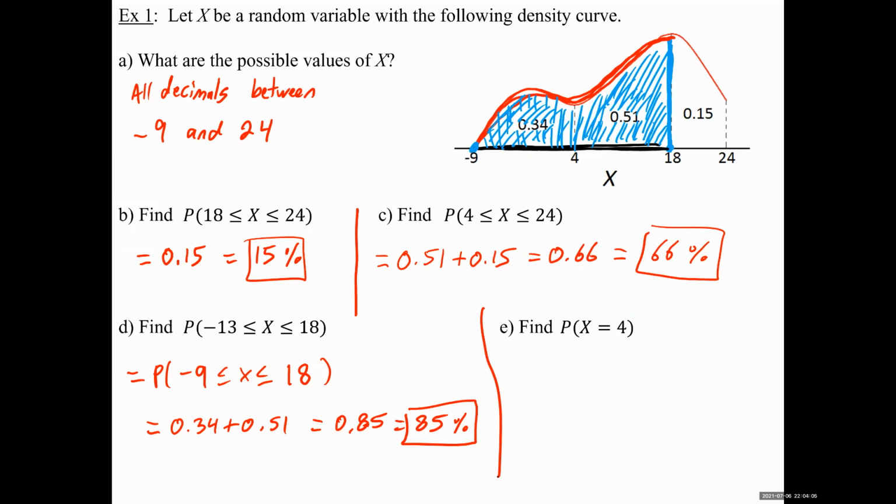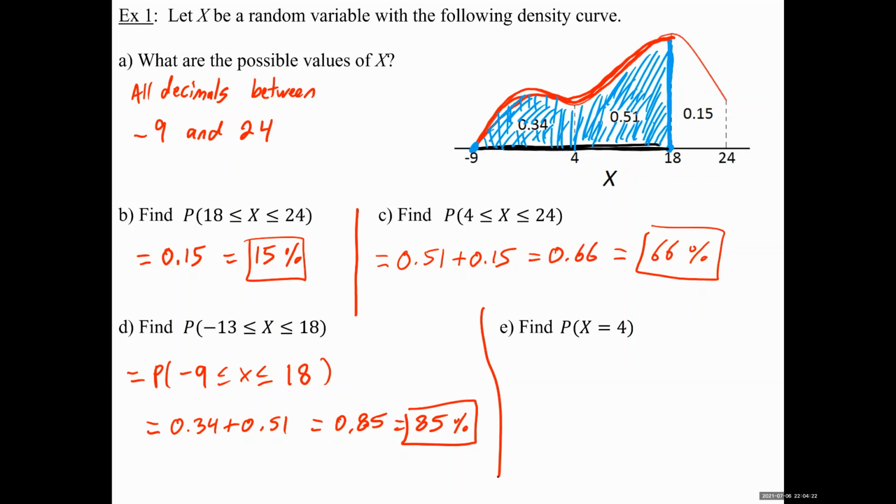Okay, and then let's go to part E. Probably x equal 4. So I want you to notice that B, C, and D, they all asked, what's the probability to get a number between here and here? Okay, but now part E is not asking that. It's saying, what's the probability to get the number 4?